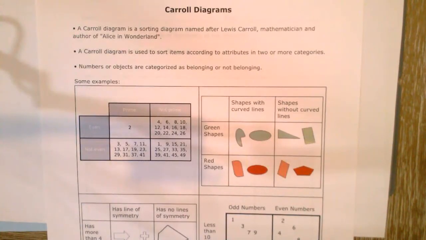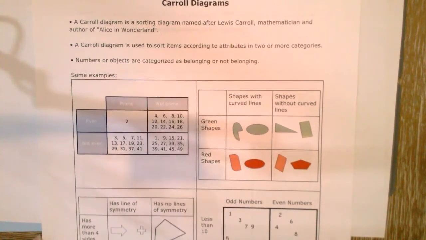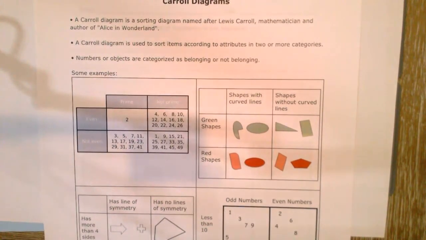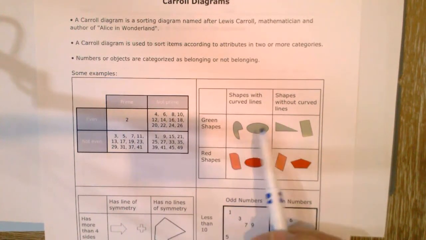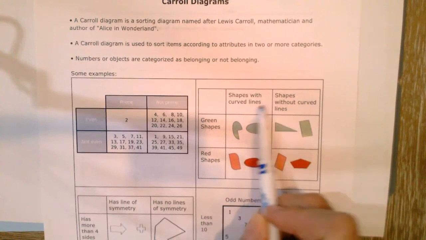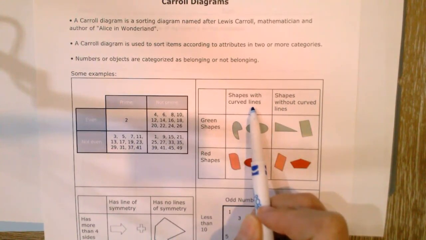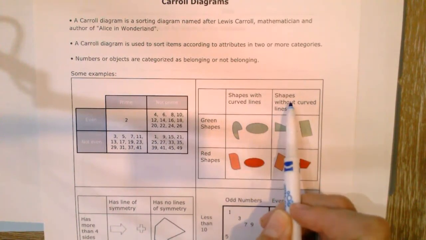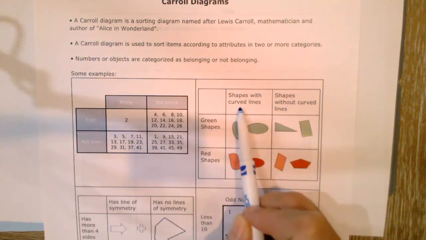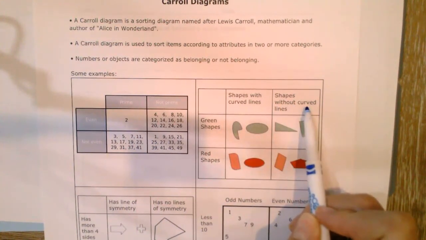The next type of tool that we're going to use is called a Carroll diagram. And in a Carroll diagram, there are four different options for you to place or sort objects. So let's go ahead and look at this one. First, for the columns, they'll have an example and then a non-example. So shapes with curved lines, but then shapes without curved lines.